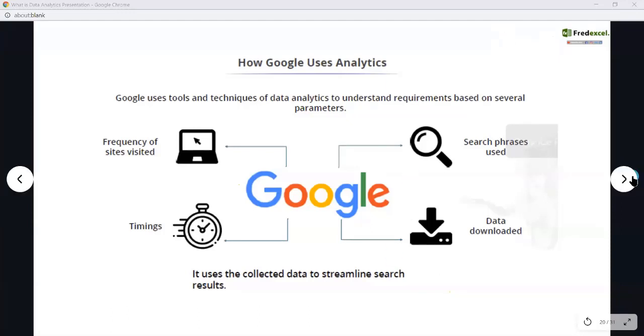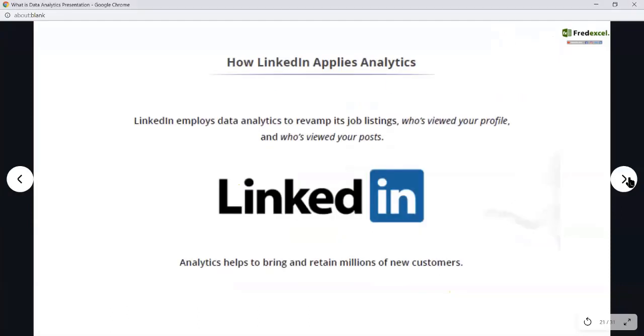Okay, I'll continue. Then I'll also talk about LinkedIn. All the social media platforms have applied analytics behind the scenes. So LinkedIn employs data analytics to revamp its job listings. Who viewed your profile? Those who are on LinkedIn will know. If someone views your profile, you quickly get an alert that someone has viewed your profile. It directs you to the kind of jobs you have applied for.